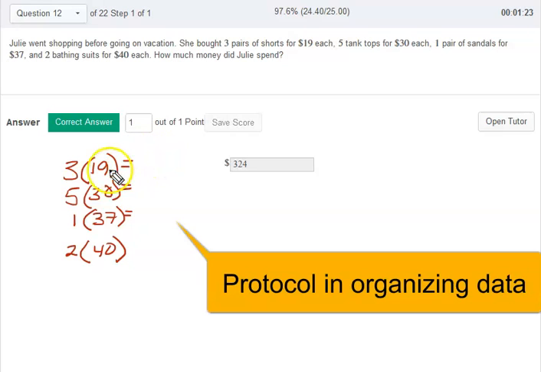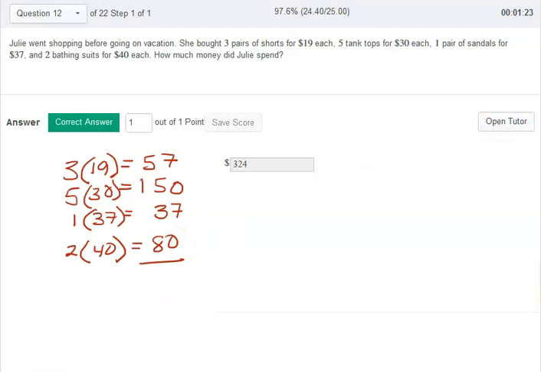So this is going to give you, let's see, this is 57, this is 150, this is 37, and this is 80. Now when you add them up, it should add up to this. And I checked it with my calculator. But again, what we're showing you is the kind of example and then a protocol for showing the work that almost ensures that you're going to get it correct. You're going to be able to use your calculator.